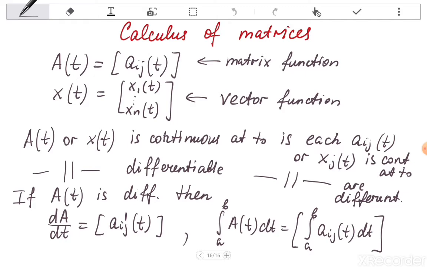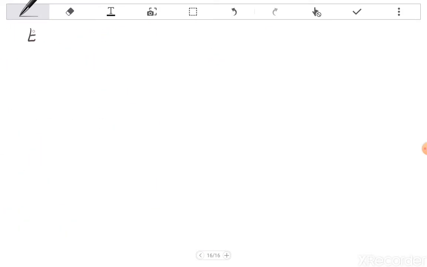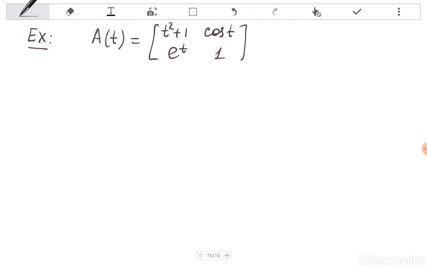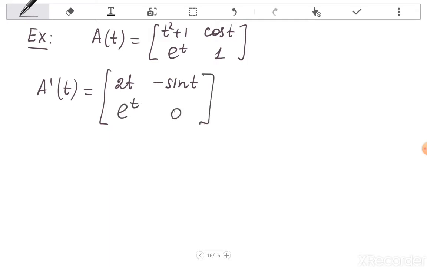For example, let's say A(t) is a 2 by 2 matrix function, and assume that we need to find a derivative of this. We just take each term and find the derivative of each term. So the derivative of t squared plus 1 is 2t, the derivative of cos is minus sine, the derivative of e to the t is just the same, and the derivative of 1 is 0.